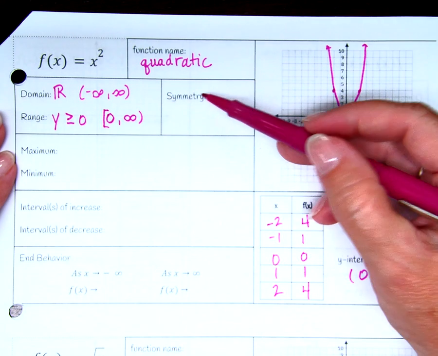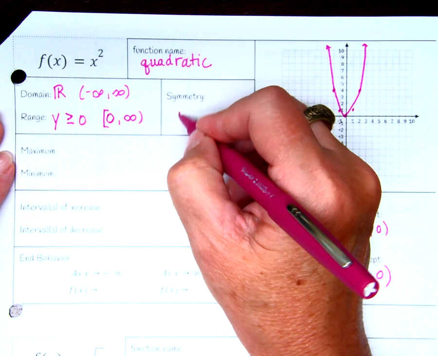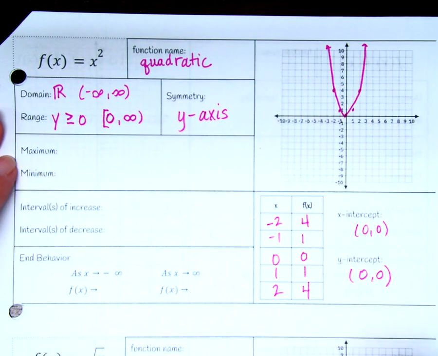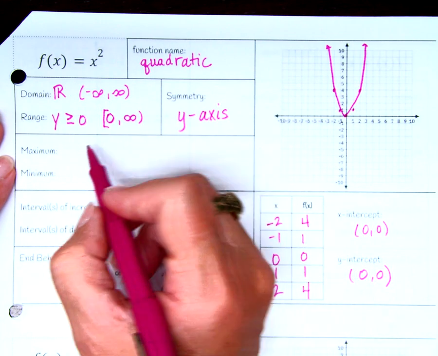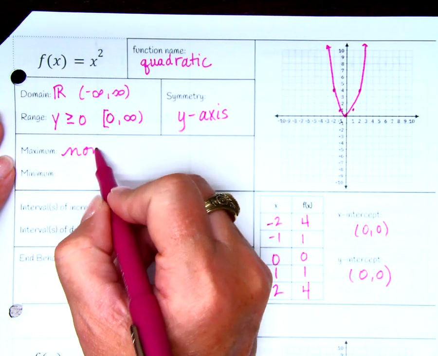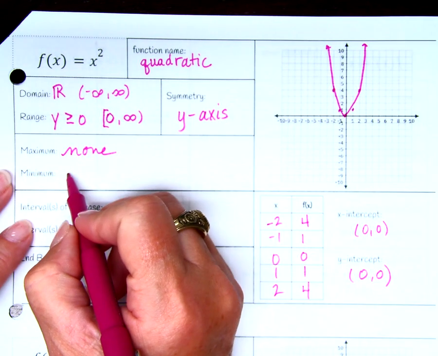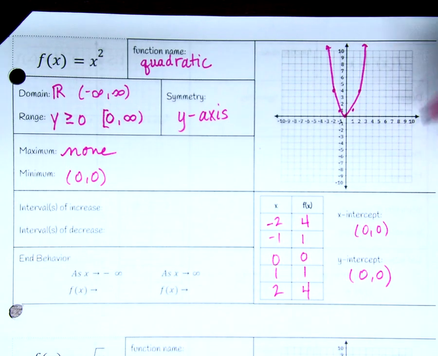Okay. Does it have symmetry? Yes, around what? Good, the y-axis. Okay. What is the maximum point? Yep, there's not one because it goes all the way up, right? What is the minimum point? 0, 0. There is a lowest point on this graph, so that is the minimum, right?